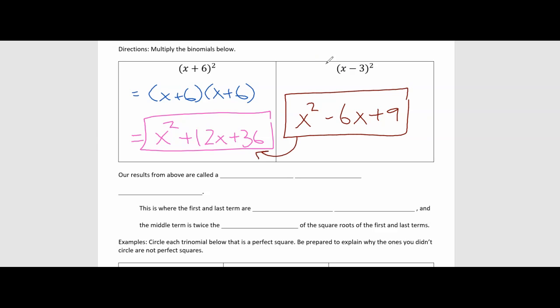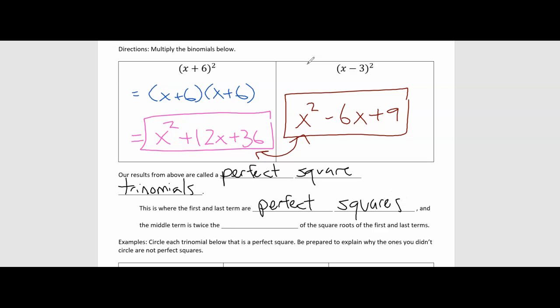So both of these in these boxes, these are called perfect square trinomials. And this is because the first and the last term are perfect squares. If you're wondering what a perfect square is, well, it's a number that you can take the square root of and get a whole number.